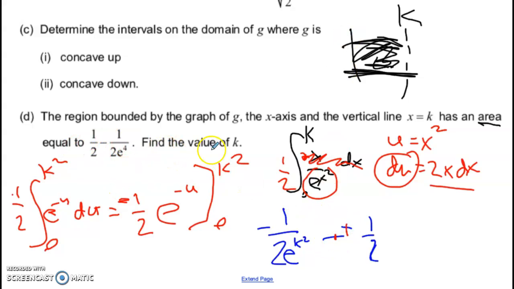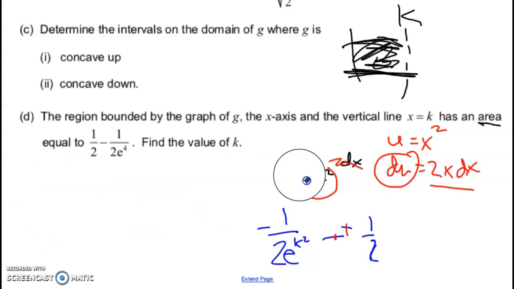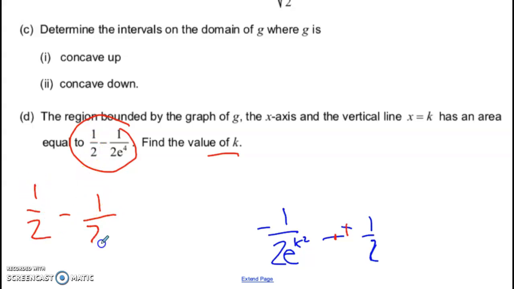And I'm supposed to show the value of k. I'm sorry for the time that this is going to take. I'm going to erase this so I can have some more white space to deal with. So if you need to go back, you can, of course, go back and take a look at that. I want to show, I know that this is the area, and I want to find the value of k. So I'm going to rewrite this as 1/2 minus 1 over 2 e to the 4th.